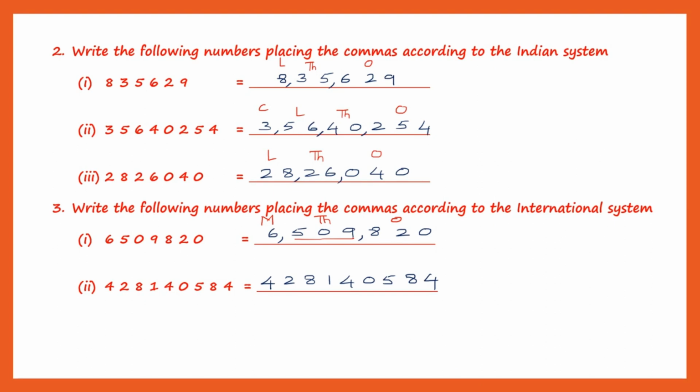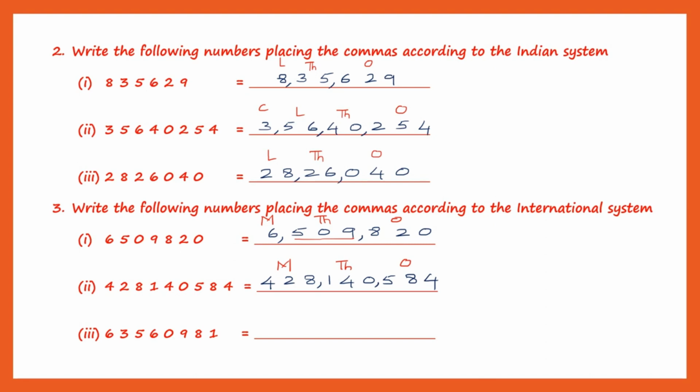Okay, so let's place our commas. Ones, tens, hundreds, comma. Thousands, 10,000s, 100,000s, comma. So after every 3 digits, we place commas. So we have the period here. We have the ones period, then we have the thousands period, and then we have the millions period. So let's read it. 428 million, and we put a comma after that period. 140,000, comma. 584.